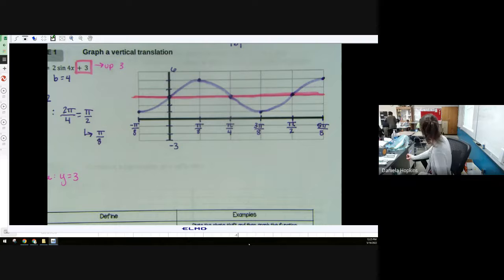Are there any questions about our vertical translations? So again, if it was -3, we'd go down 3. And we hope that Mrs. Hopkins gives you a decent graph to do that with, because I did mess up on example 2, which we'll fix in a minute. Okay, so vertical translations, the up and down, those tend to be the easier ones. Now let's look at our horizontal ones.